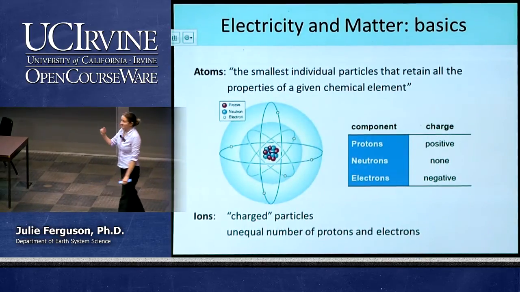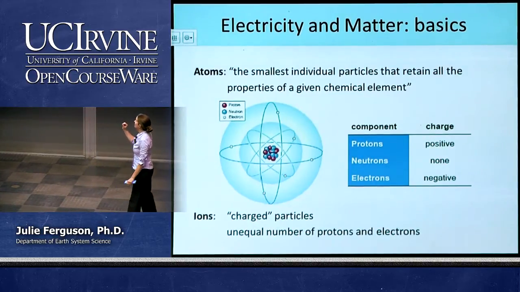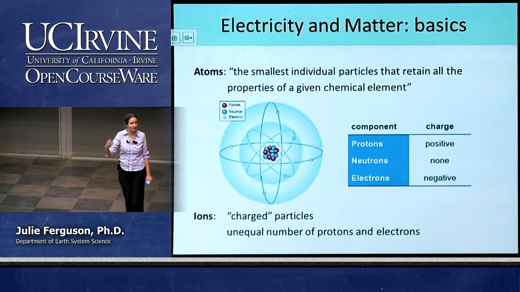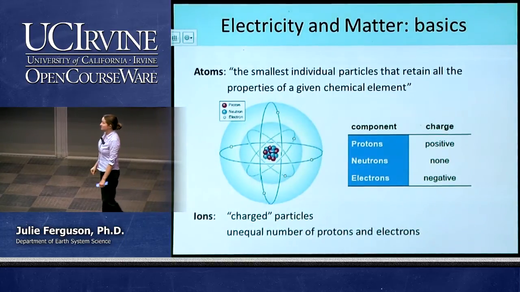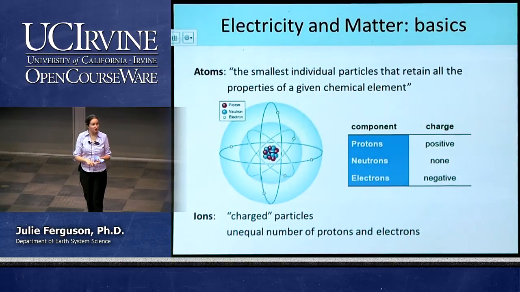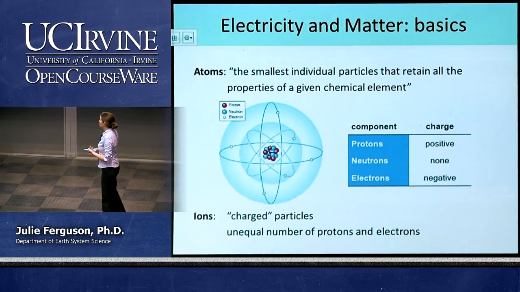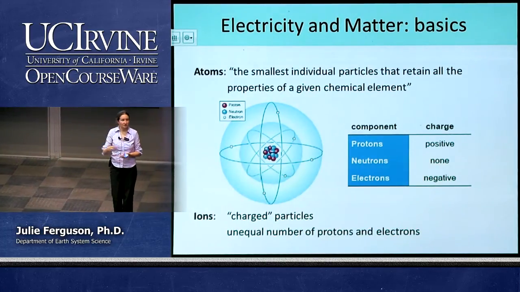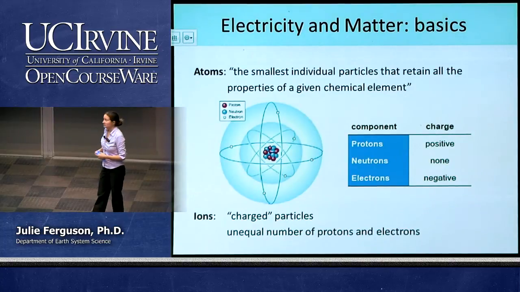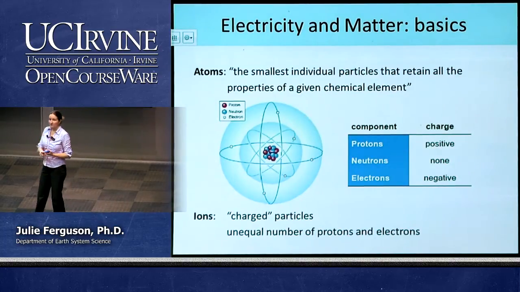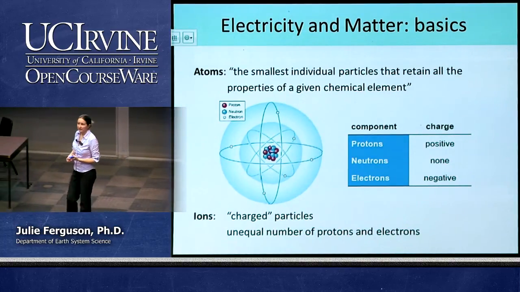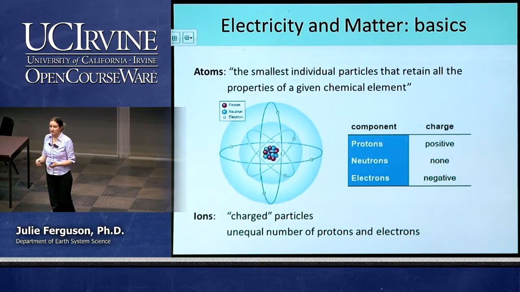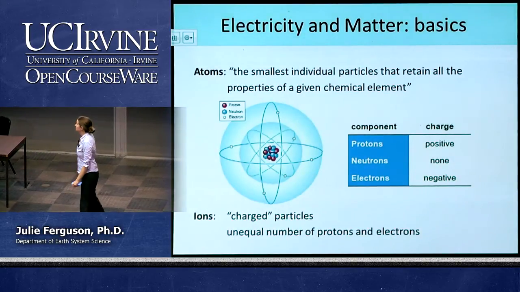So remember, the atoms are the smallest individual particles that retain the properties of a given substance, chemical element. And those atoms are made up of protons, neutrons, and electrons. The protons and neutrons have a mass unit of 1, and they sit in the nucleus. The protons have a plus charge. They have a +1 charge. The neutrons are neutral. They have no charge.